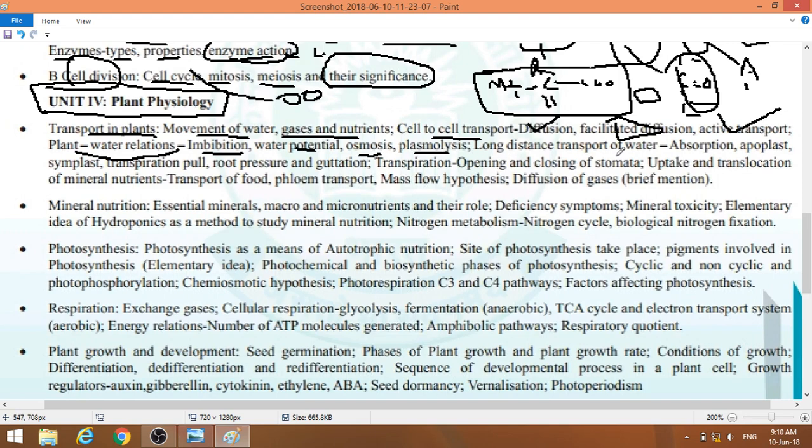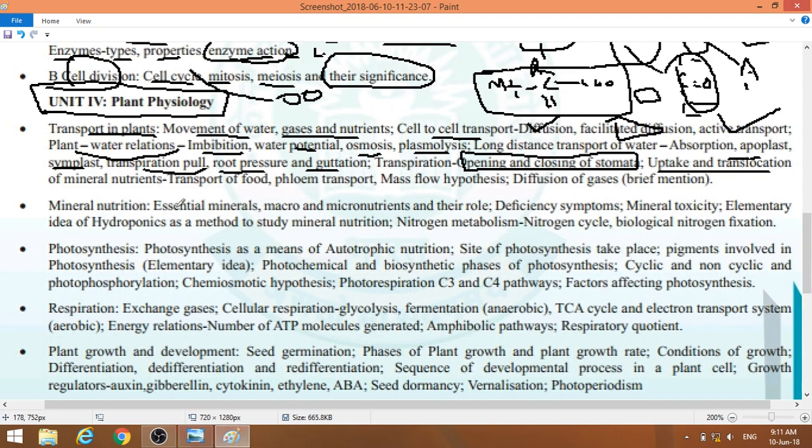Long distance transport of water. Absorption, apoplast and symplast, important. Transpiration pull, its theories, root pressure and guttation. Transpiration, opening and closing of stomata, how it is regulated by potassium. Again, 2 questions came from here. One was, which gas does not affect the opening and closing of stomata? That was oxygen. Second was, turgidity of a cell is maintained by potassium.